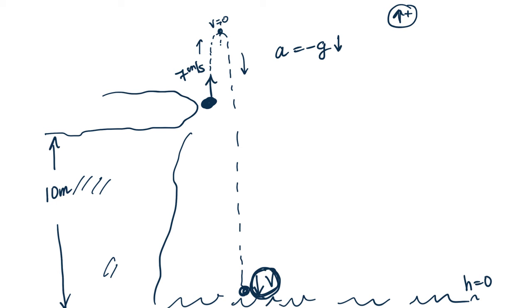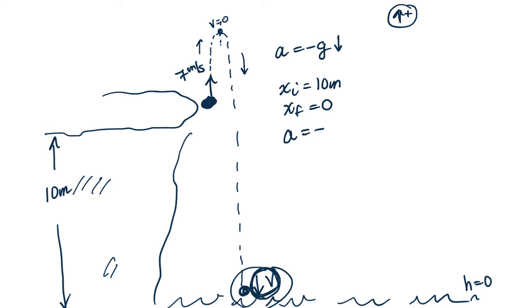Let's see if I could do this with one equation in one step. Let's make a list of our variables from the big three. So my initial position, I'm starting up here on the cliff, is going to be positive 10 meters, because I'm 10 meters above the height equals 0 mark. My x final, when I get down here and I hit the ground, is going to be 0.